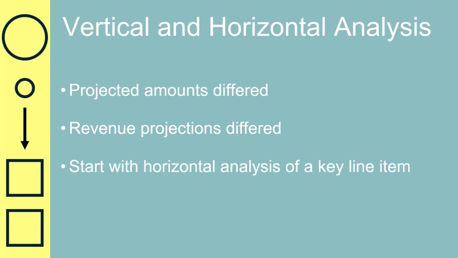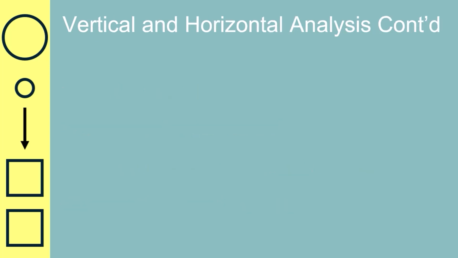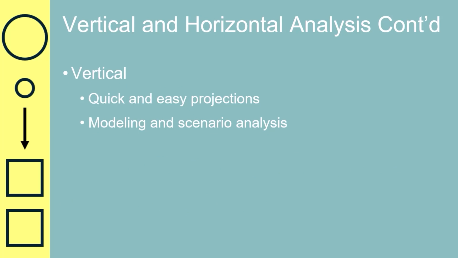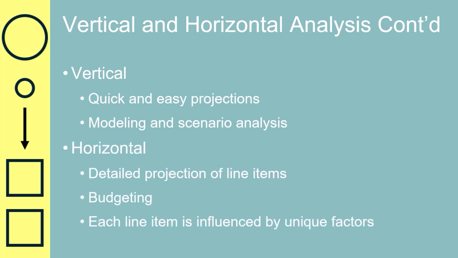I may want to start with a horizontal analysis of a key line item and then do a vertical analysis from there. First, here's a quick recap of good times to use vertical or horizontal analysis. Vertical is great for making quick and easy projections. You may want to use this for modeling and scenario analysis. You only need at least 1 year of a historical statement and a good estimate for one key line item. Everything is calculated from that.